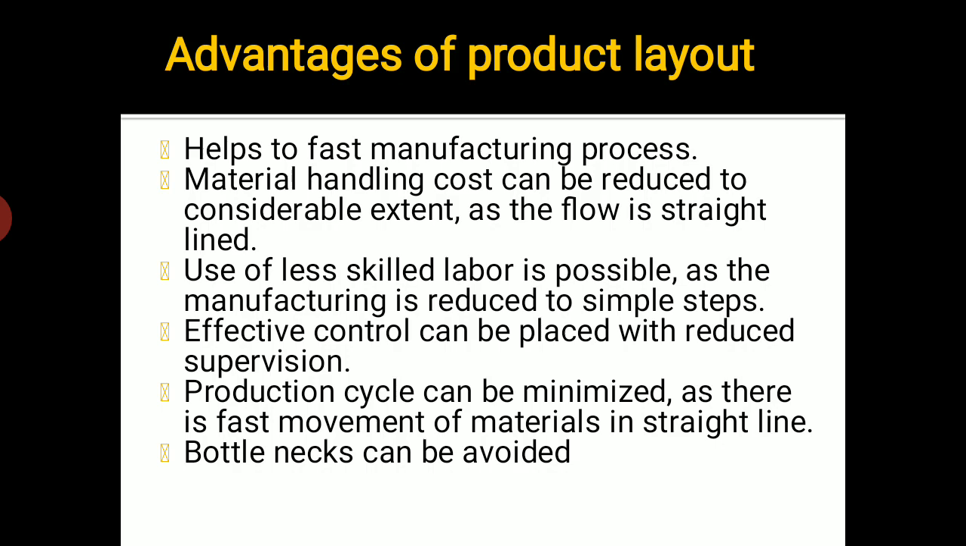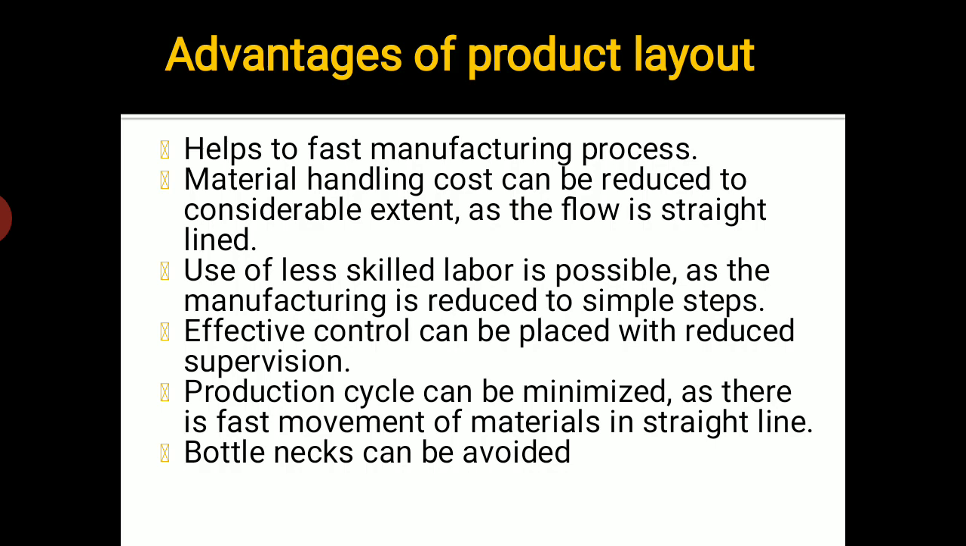I told you it is number 1, 2, 3, 4, 5, and likewise the work is divided into different stages, and that is why you can use less skilled labor, for which you have to pay less as compared to skilled labor, and likewise it is advantageous. Effective control can be placed with reduced supervision. Because everything goes in sequence, there are hardly any chances of any kind of disruptions, right? Then the control can be placed properly with reduced supervision.